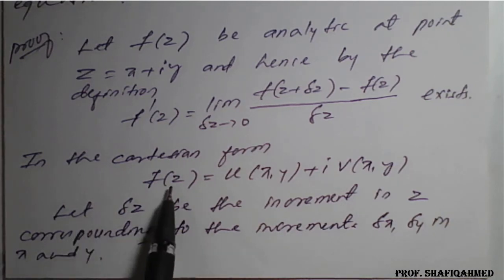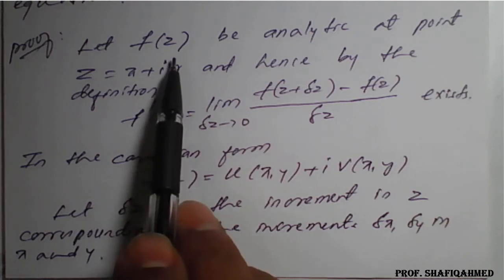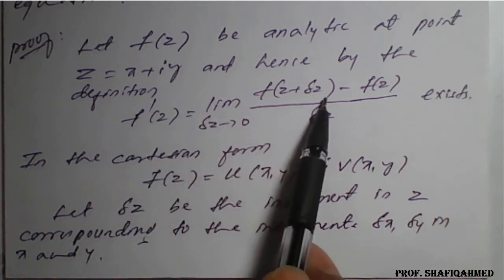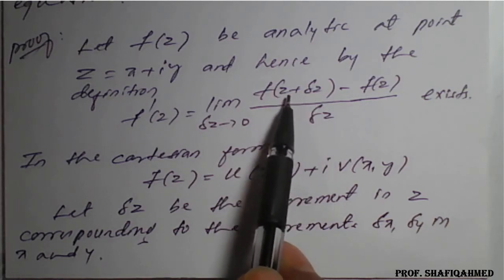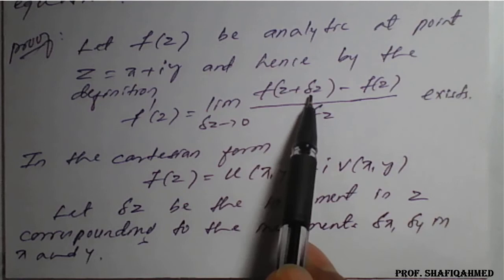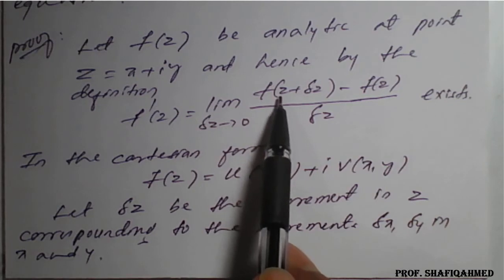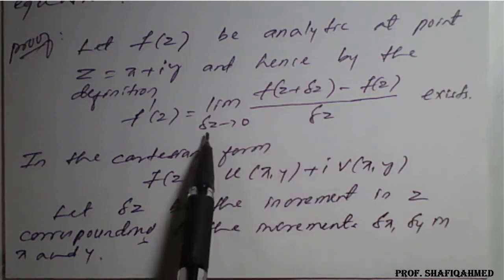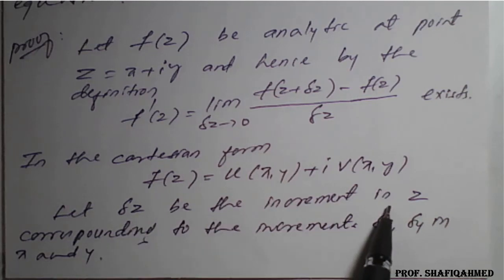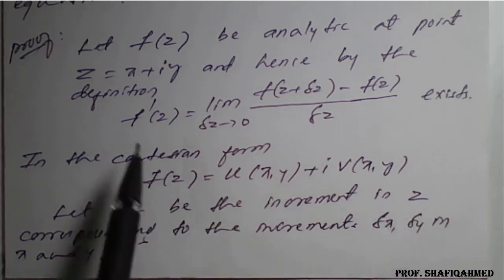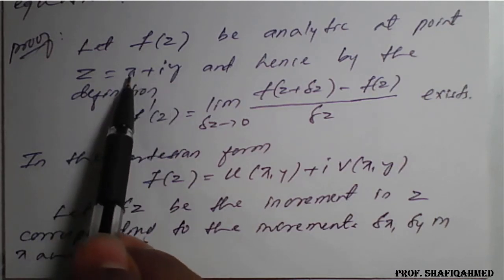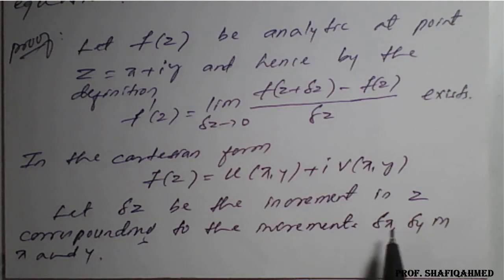If f of z is analytic, then we can write its derivative. In this derivative, z takes a small increment in the form z plus delta z. So delta z stands for a small increment in z, and we know that z is nothing but x plus iy, so we take a similar increment delta x and delta y in x and y.